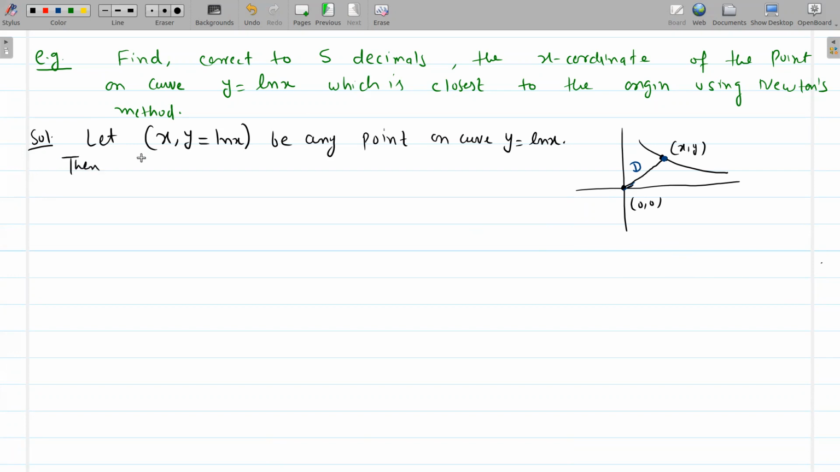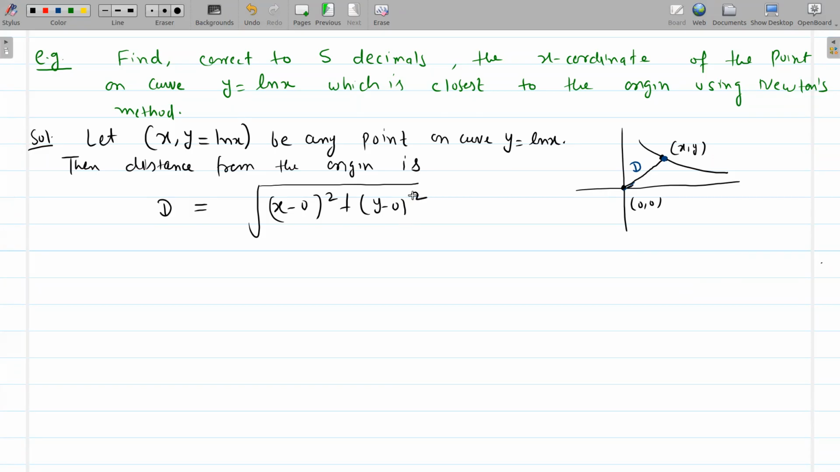Then distance from the origin is, let us write distance with d. Distance क्या होगा? x minus 0 square, x coordinate का difference plus y coordinate का difference. And distance depends on x, so you can write d(x). x square, y is log x, so this is log x square.